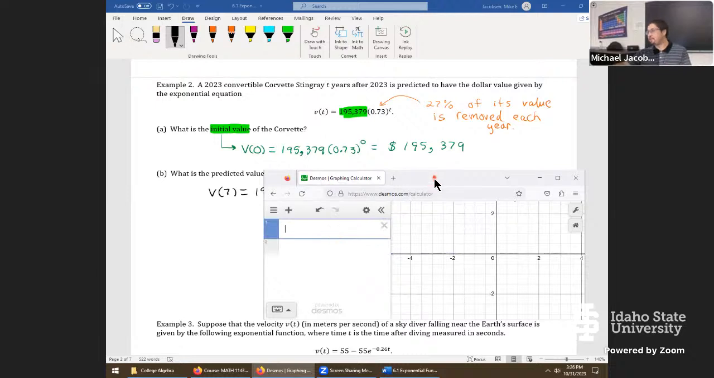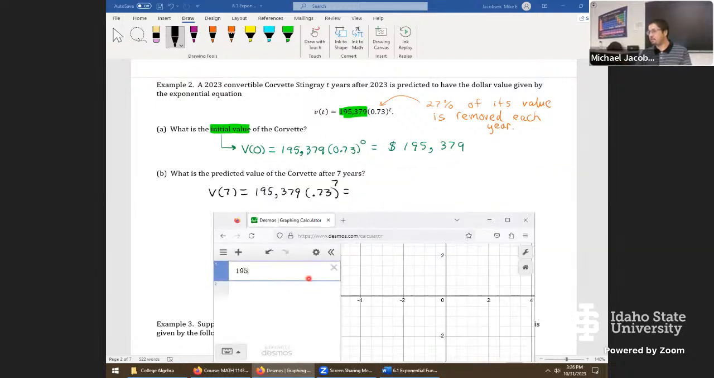For us, here's all we have to put in: 195,379. Then you could type this in verbatim in your calculator, the TI-30X2S or something like that, 0.73 to the power 7. It's giving us this figure here. So after 7 years, that's a good time to pick up the Stingray. It's about 21,000, probably more its true value at that point. So 21,584, and we can round that to 30 cents since this is a money problem.